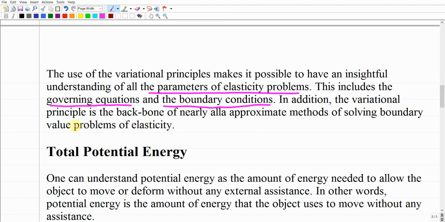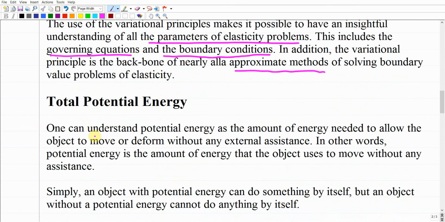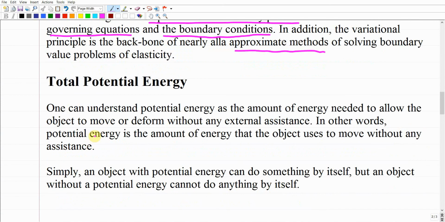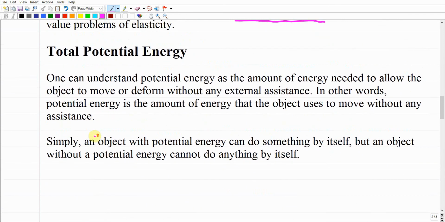In addition, the variational principle is the backbone of nearly all approximate methods or approximate solutions, like the finite element method and the Ritz method. There are lots of other approximate methods that would be used. All of them depend mainly on variational methods for solving boundary value problems of elasticity. So, as I mentioned, we're going to use this variational method here to formulate the governing equations as we did before. Then I'm going to show you how we can apply these things to beam structures.